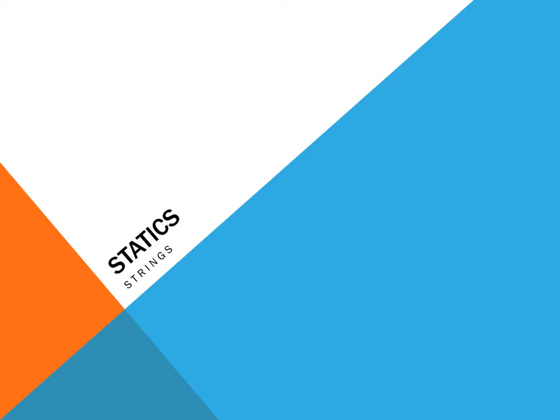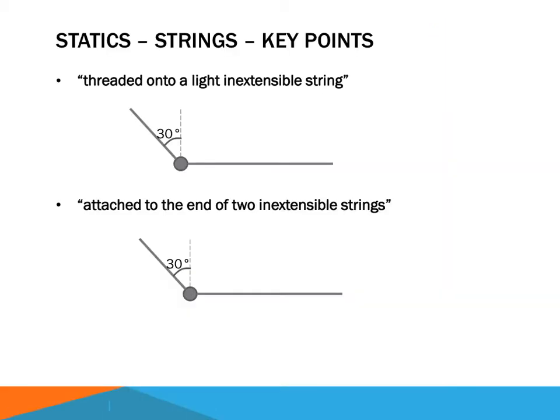So in our first introduction to statics, we had a look at all the forces acting on a particle. In this one, we're going to have a look specifically at strings. So what happens if a particle is either attached to two strings or threaded onto them? So these are the two key cases which we're going to look at.